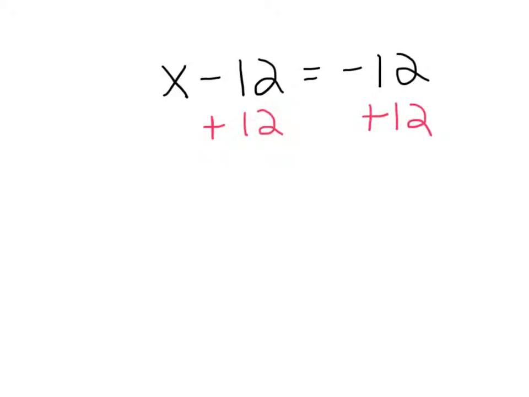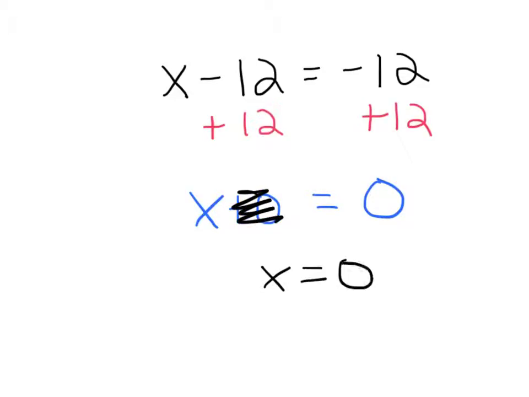Now I have x minus 12 plus 12. Well, minus 12 plus 12 is the same thing as saying 0. So x plus 0 equals, and let's see, I've got negative 12 plus 12, well that's also 0. So x plus 0 equals 0. I don't need that 0. So x equals 0 is the answer.